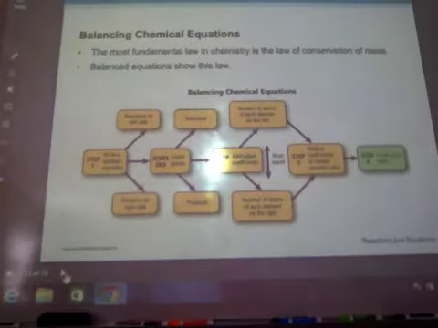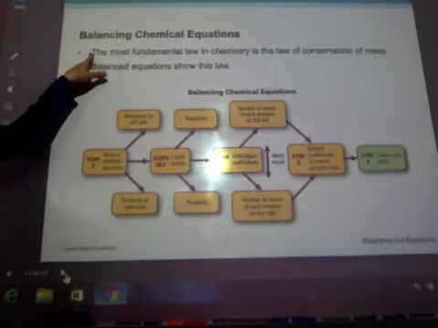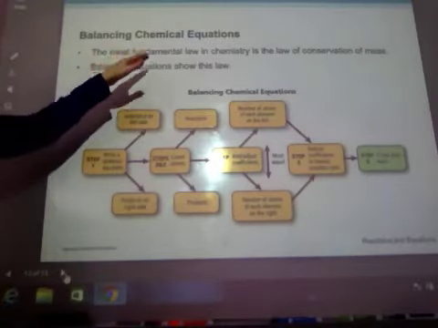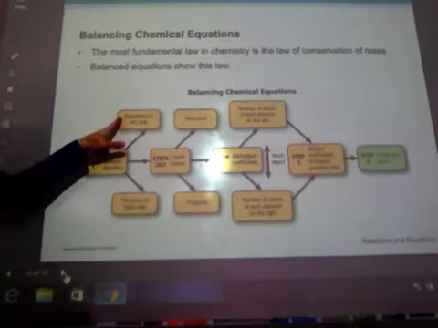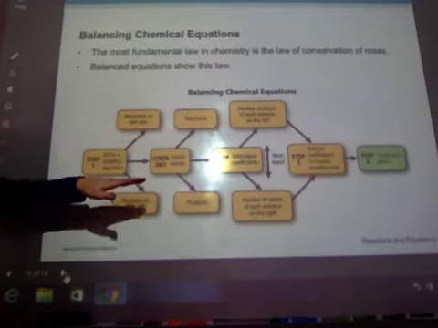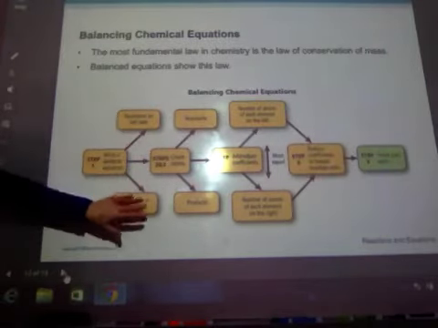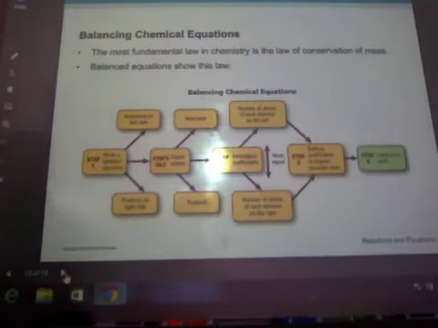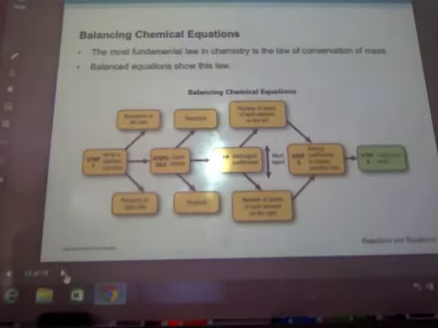And then this is in your book, Law of Conservation of Mass. And as juniors, Law of Conservation of anything means it can't be created or destroyed. So mass cannot be created or destroyed. So if I have 2 aluminum on my reactant side, I need 2 aluminum on my product side. They have to be the same. So balancing equations is the way that we show that. This is just kind of a flow chart that shows the steps that you go through.